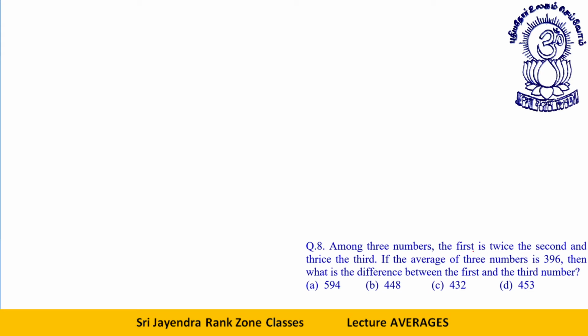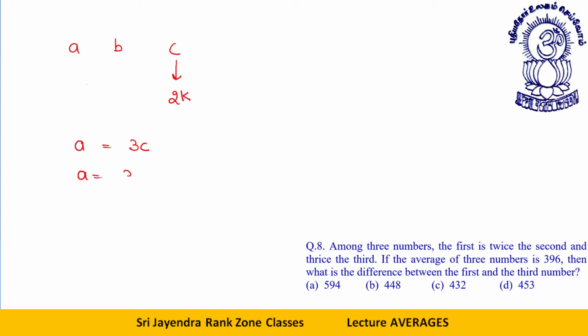Among three numbers, the first is twice the second and thrice the third. See, let's say A, B, C. Let's say A is actually twice the second and A is also thrice the third. Let's start with C then. Okay, these are A, B, C. Let's say if I need to take these numbers only in numerical parts, that is complete integers, natural numbers like this. So let's say C is 2k. The first is twice the second and thrice the third. So we know A is equal to 3C.